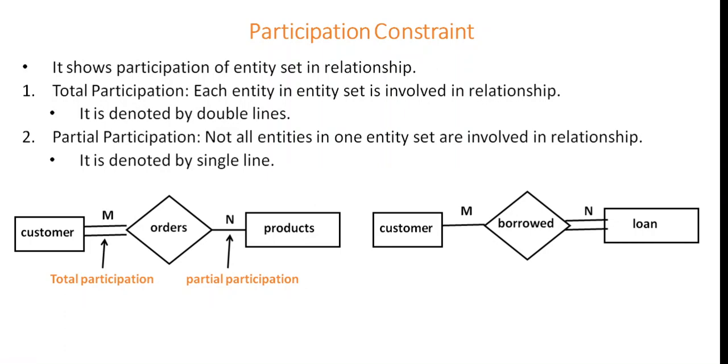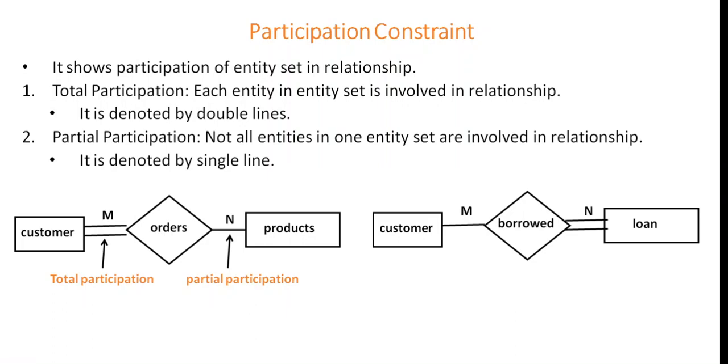But if we say 10 customers are there, 10 persons having an account in a bank, we cannot say that all 10 customers have a loan in the bank. Some of them may not have a loan. Suppose out of 10 customers only 7 have a loan, means 3 customers are not participating in the relationship. That's why from the customer side there is a partial participation.